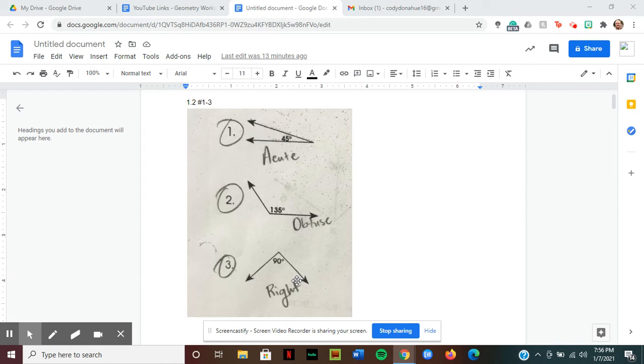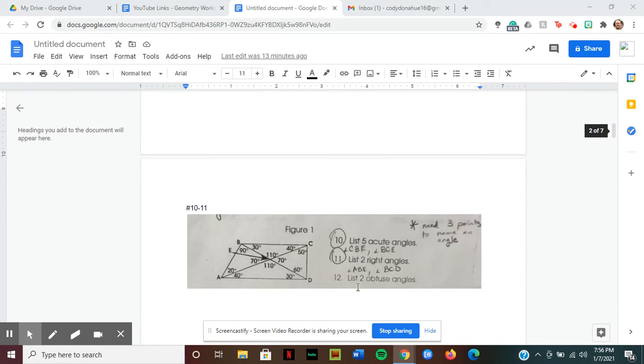Number 3, we are given an angle with a measure of exactly 90 degrees. So we said that acute was anything between 0 and 90. Obtuse was anything between 90 and 180. But the only one that's going to be exactly 90 is going to be known as a right angle. So this is going to be known as a right angle.